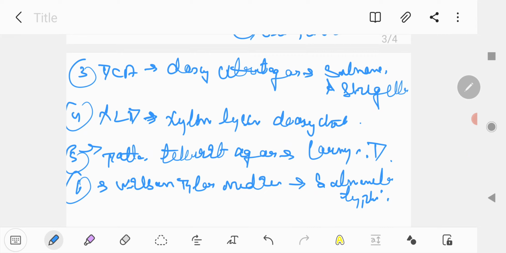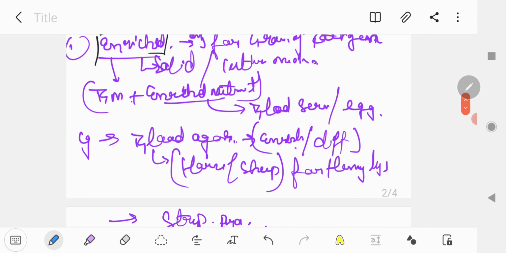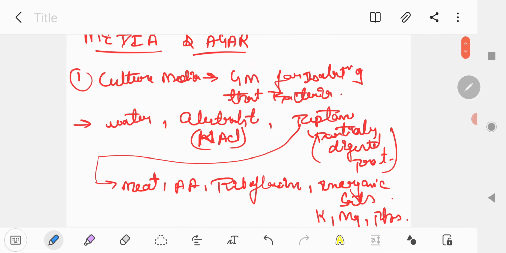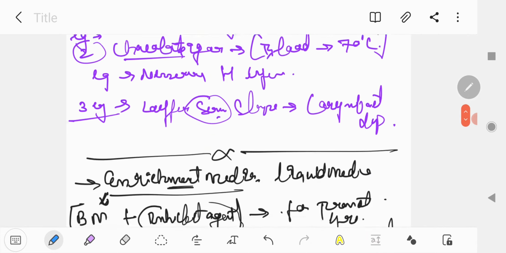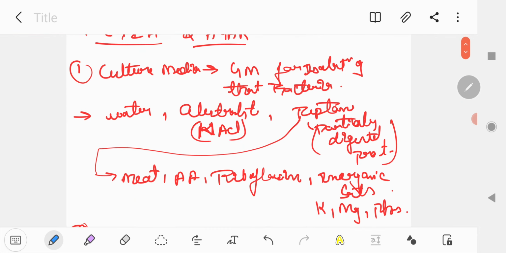So you can take down my notes here, and this is the knowledge about media and agar. These are the base which you have to clear, and the next video is on Staphylococcus aureus.